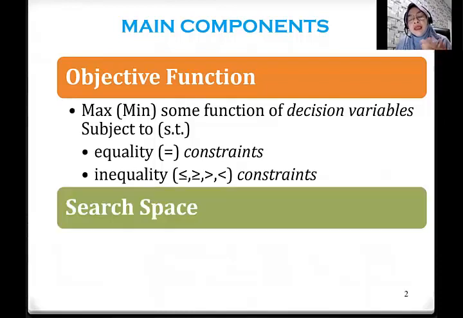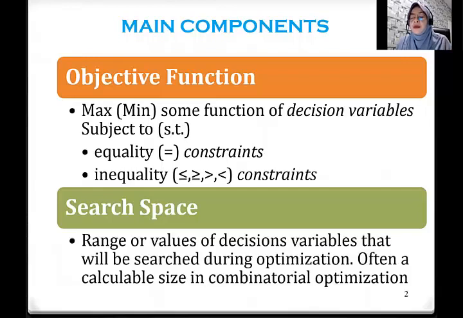Then we need to have a search space. The search space is the range or value of decision variables that will be searched during the optimization. That means in the search space we have a lot of solutions, and these solutions are created based on the value of decision variables, often a countable size in a combinatorial optimization problem.